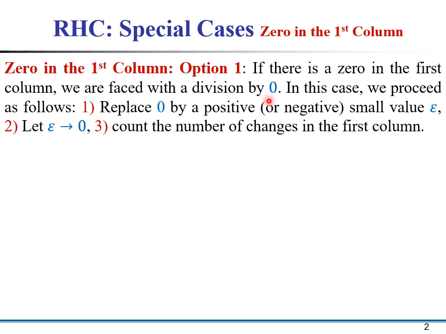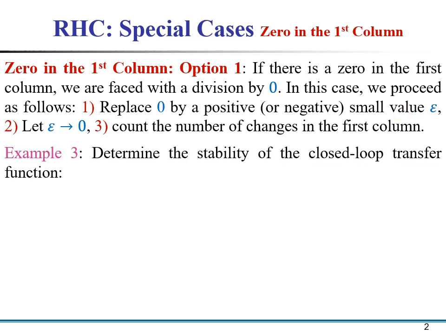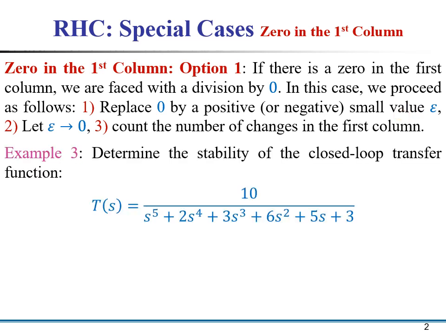In this case, we replace the zero by a small positive number epsilon, and then we continue for the computations, and we decide the next number will be positive or negative. So here we take this example.